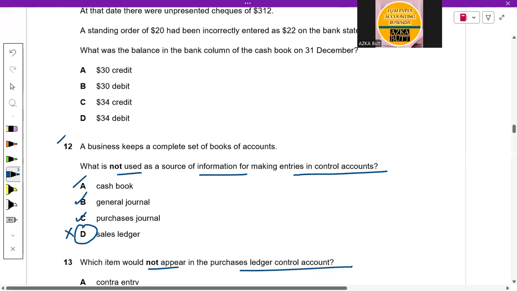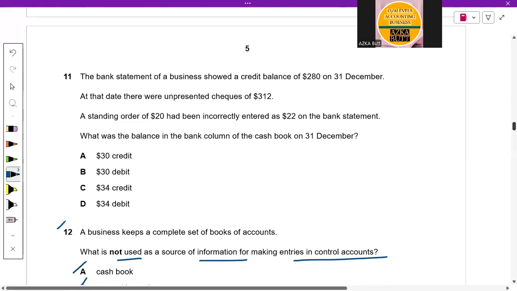Okay. We have question number 11. So the bank statement of a business showed a credit balance of $280 on 31st December. At that date, there were unpresented checks of 312. A standing order of $20 had been incorrectly entered as 22 on the bank statement. What was the balance in the bank column of the cash book on 31st December? Okay.